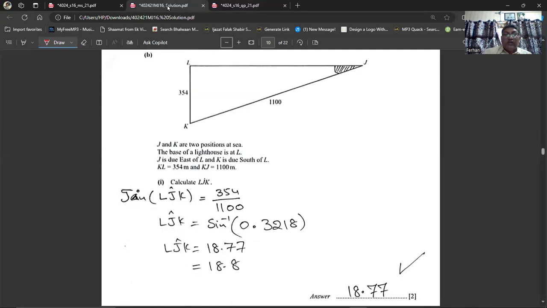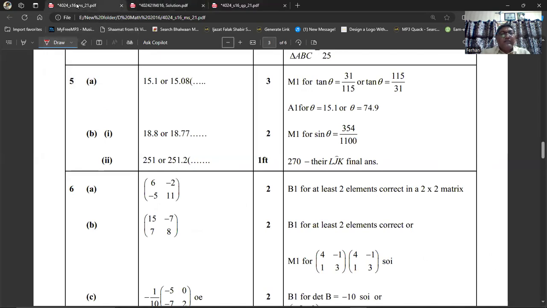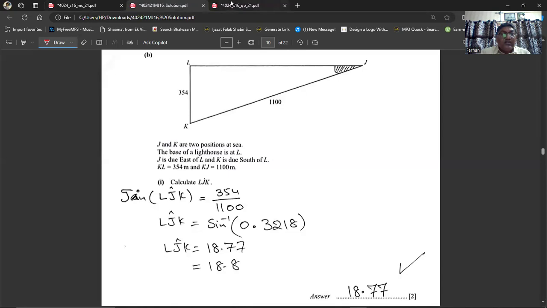So let me show you. Sine of LJK equals perpendicular by hypotenuse, that is 354 divided by 1100. So LJK will be equal to the sine inverse of, when you divide 354 by 1100, you get 0.3218. When you take its sine inverse, it is 18.77, so 18.8 degrees. You can say 18.77 or 18.8. This is question number 5, B part, and our answer is right. This is how this is done.